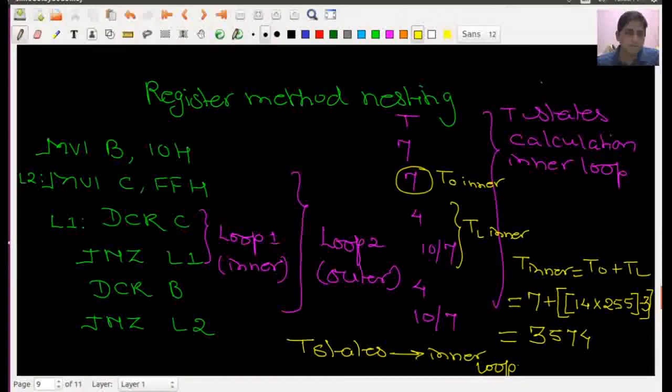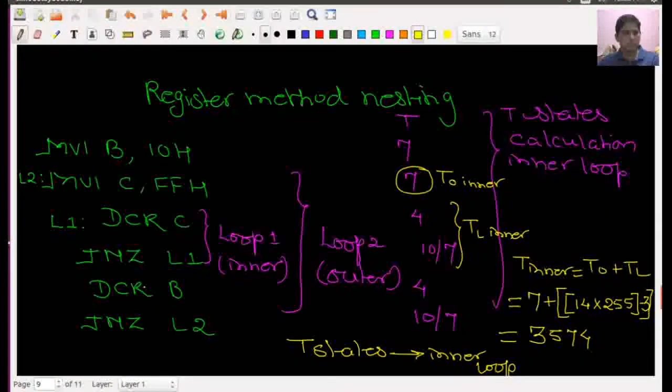Okay, 3574 T states. Now we will do the outer loop. First thing is that when we are going for the outer loop, you can think that the count value is 10 and it is decreasing. Whatever value is coming, if it is at DCR B, it is decreasing, then you can think that for each and every decrement, this whole complete inner loop will be executed completely. For one single decrement of this outer loop count, the inner loop will run completely. So you can think that this loop will run for the entire duration.